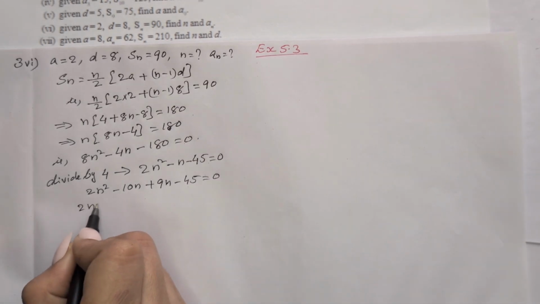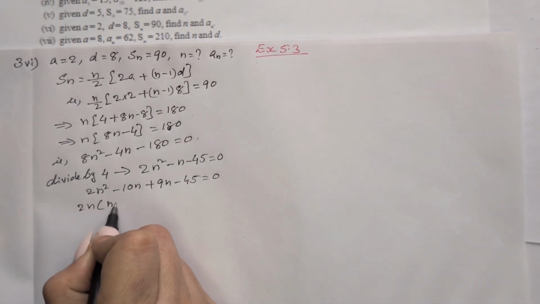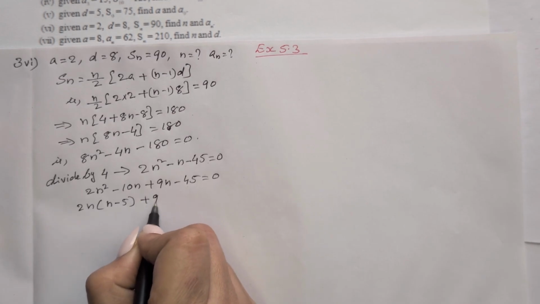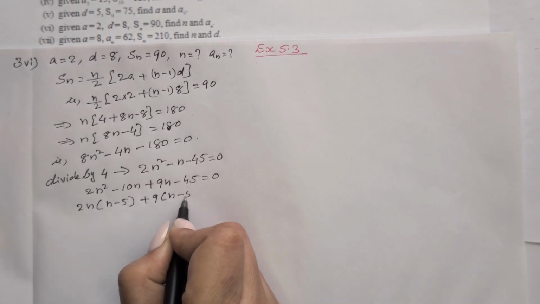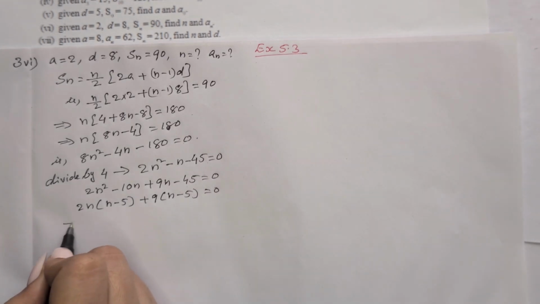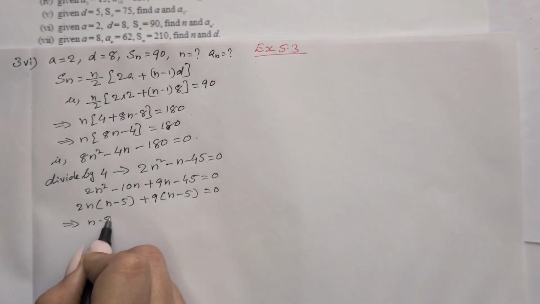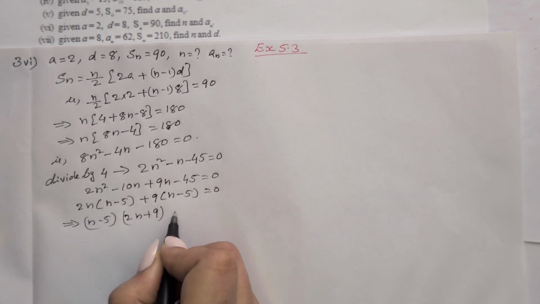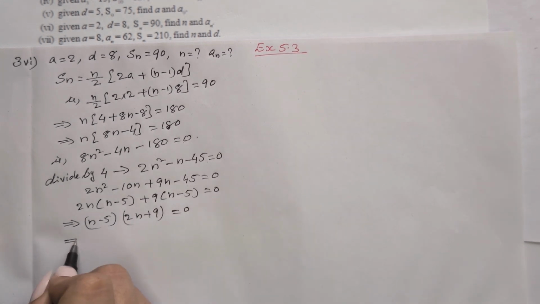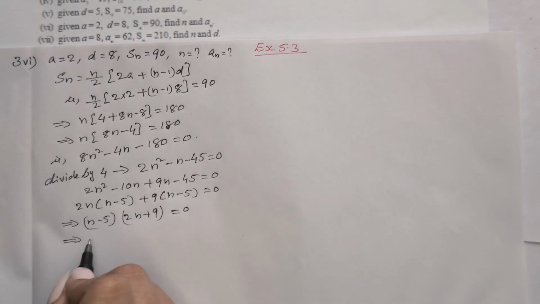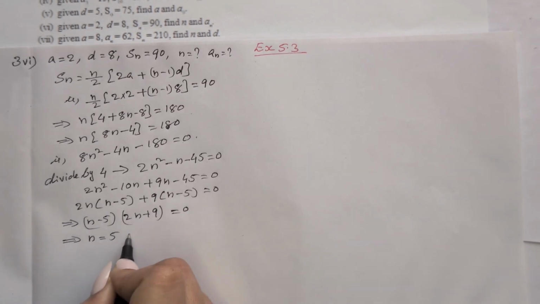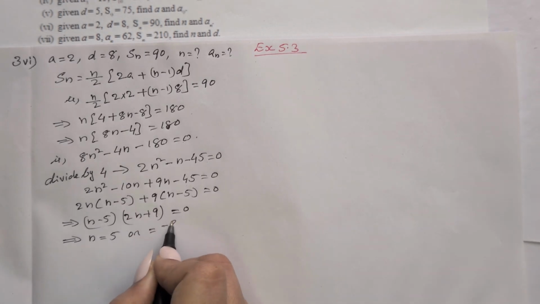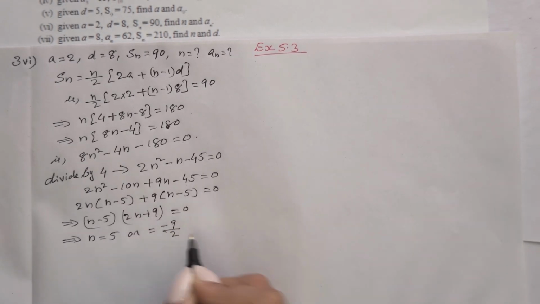From here 2n we can take as common, then n minus 5. From here, 9 we take common, 9 times n minus 5 is equal to 0, which implies n minus 5 into 2n plus 9 is equal to 0. From that we can directly write the values. n is equal to 5 or n is equal to, when we move 9 to the other side, minus 9 by 2.